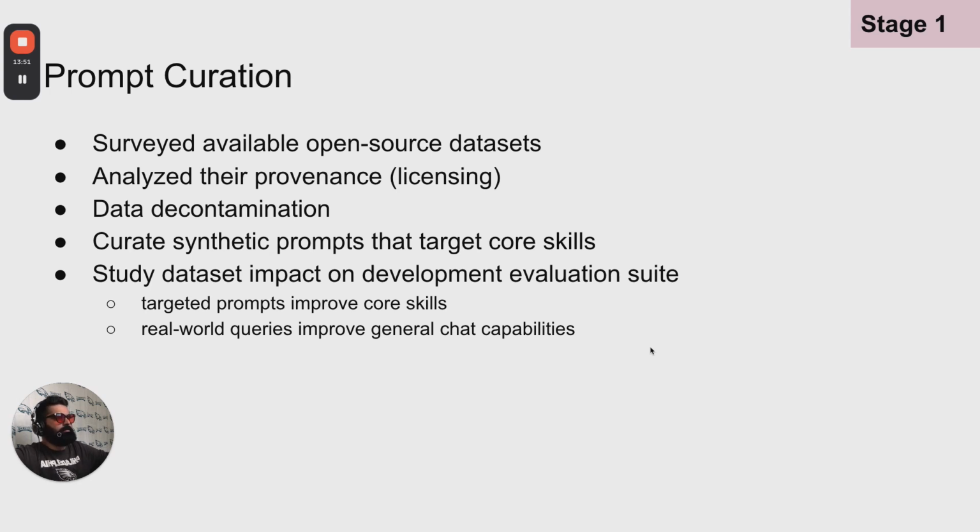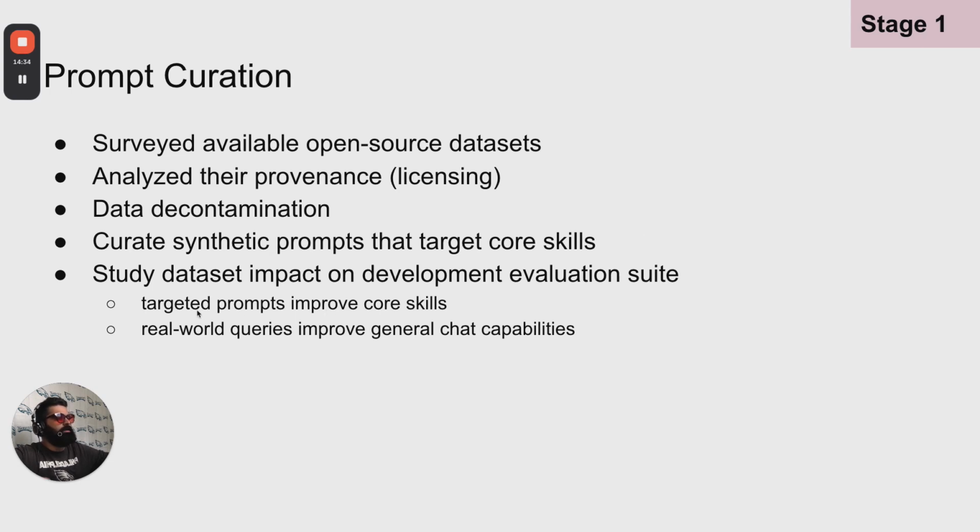So some key points about prompt curation. They surveyed many available open source datasets, and they've linked a Google spreadsheet in the paper. I think it's on page 11. They analyzed their provenance, which is the licensing. And if they didn't like the licensing, or if they saw any legal issues like they did with ShareGPT, they did not use that dataset. They decontaminate their data, so they're not cheating on their eval suite or unseen suite. They curate synthetic prompts that target core skills, and then they studied the dataset impact on the development evaluation suite.